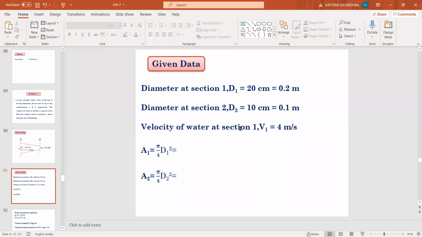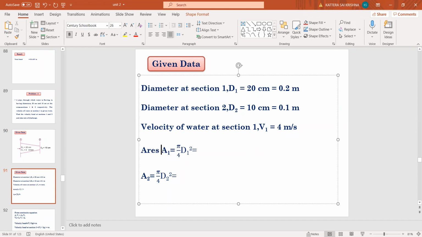So first, what we need to do is find the area at section 1. Area at section 1, denoted by A1, is equal to pi by 4 D1 square. Substitute the D1 value, that is 0.2 meter. So pi by 4 into 0.2 meter square is equal to how much? Please calculate the value. It is 0.0314.